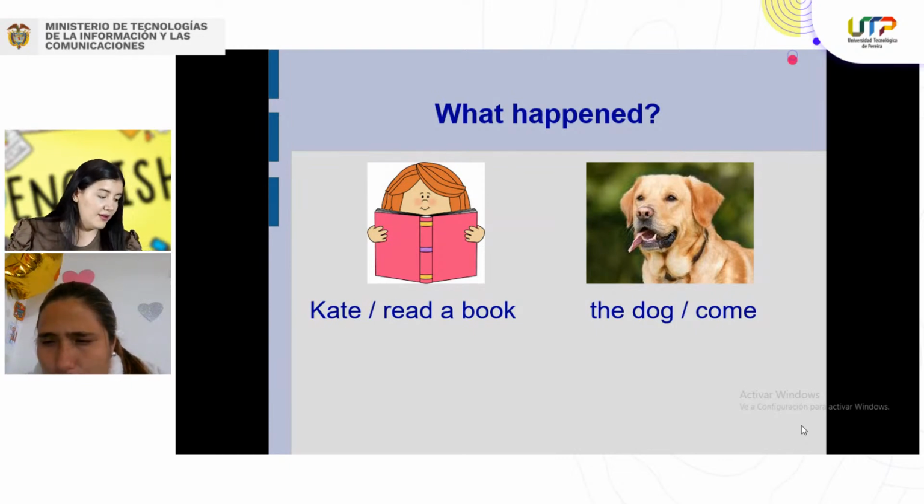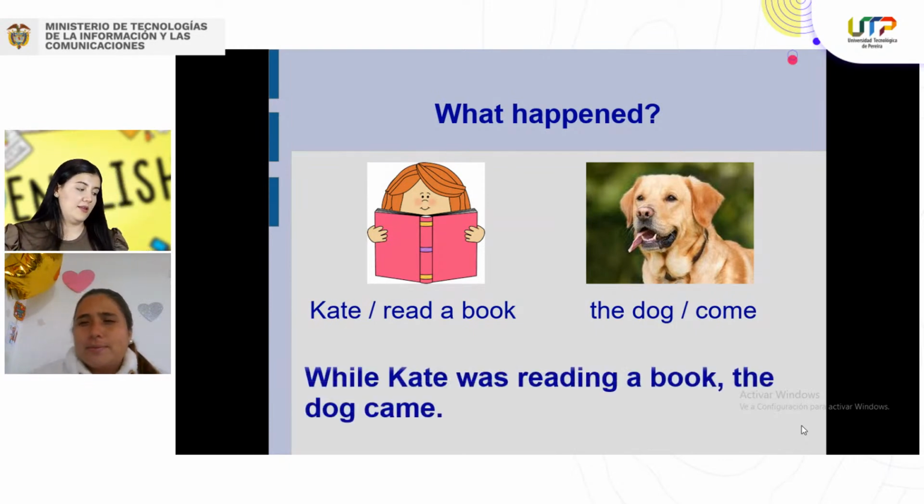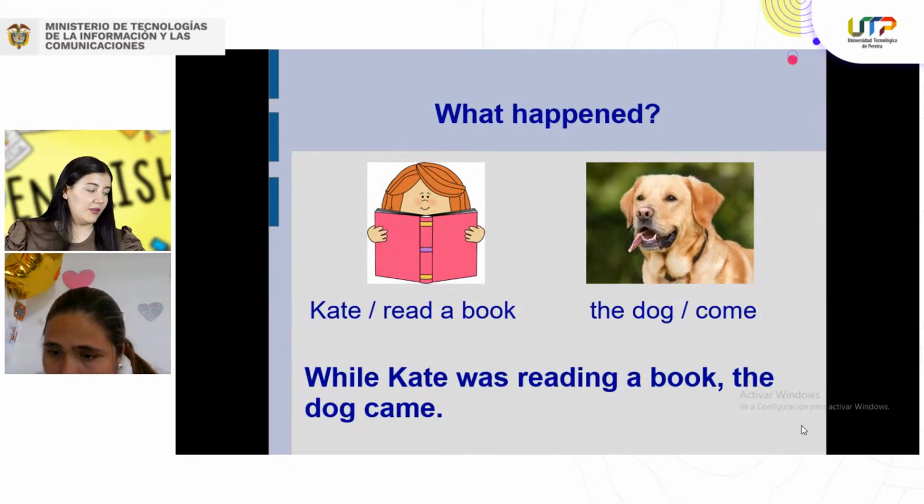Sergio Zapata: Kate was reading a book when the dog came. Wow, Sergio, very nice. In this case, for example, it is also possible to use while, but only at the beginning, okay? So I can say, while Kate was reading a book, the dog came. Only at the beginning, and it has to be next to the past continuous event. That is why it is better to use when, because it's more flexible. So very good, Sergio. While Kate was reading a book, or when Kate was reading a book, the dog came.